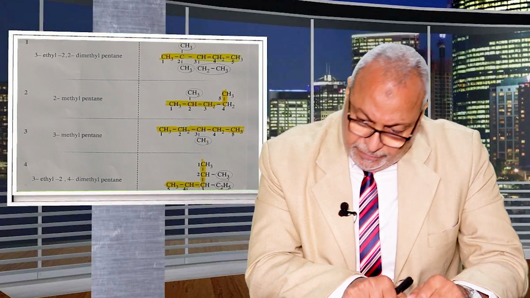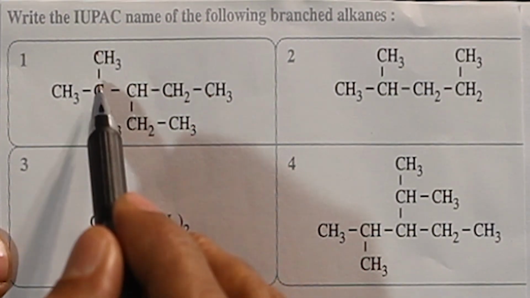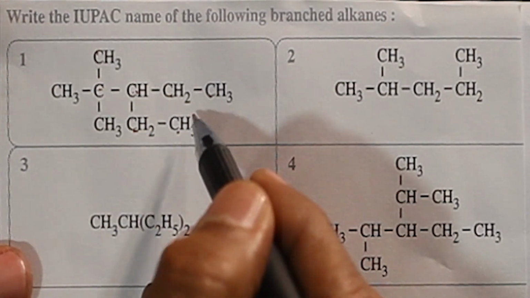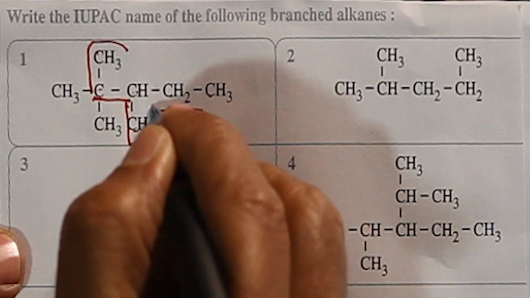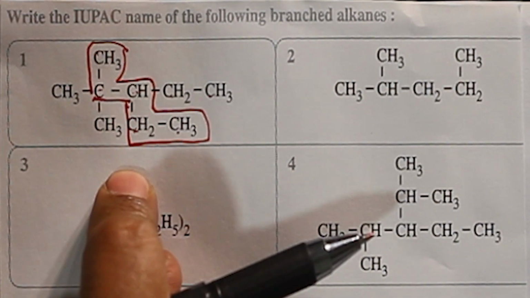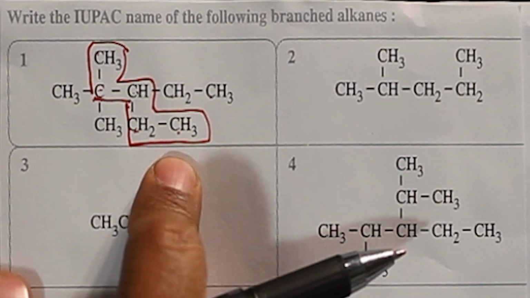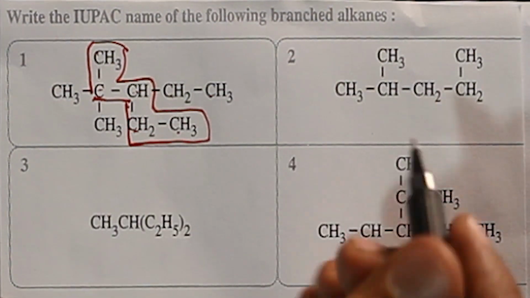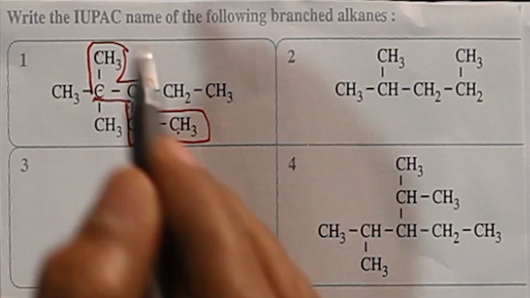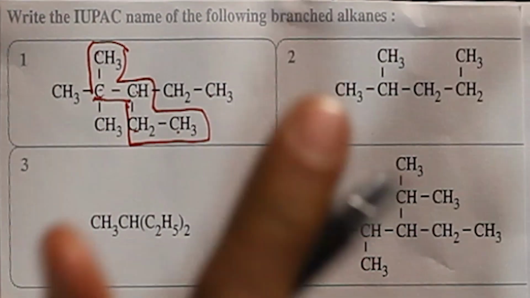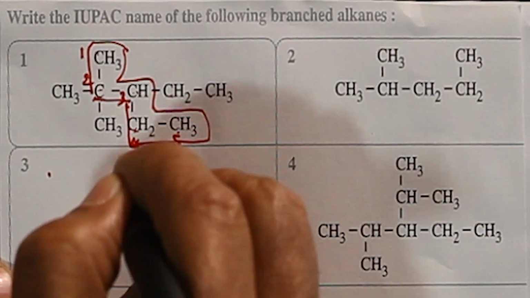As example, first one, we have 1, 2, 3, 4, 5. We can get this series 1, 2, 3, 4, 5 as continuous chain. Why we choose this chain? Because this chain contains large number of branches. We can number from here or from here as same, because methyl at carbon number 2, ethyl at carbon number 3. We can start from here 1, 2, 3, 4, 5.